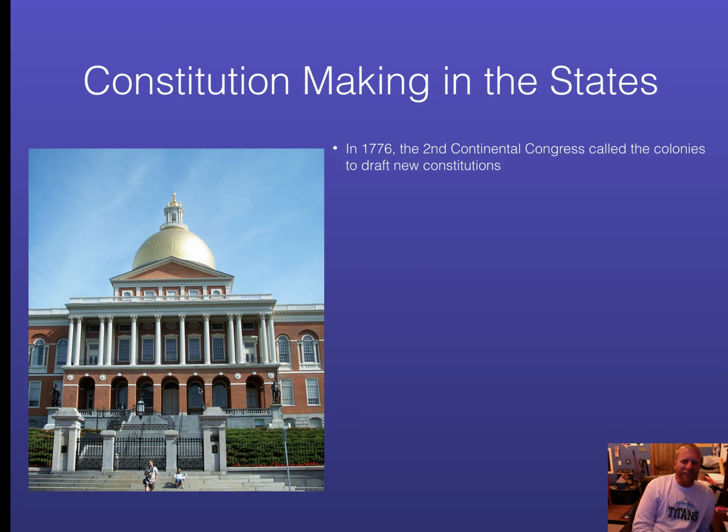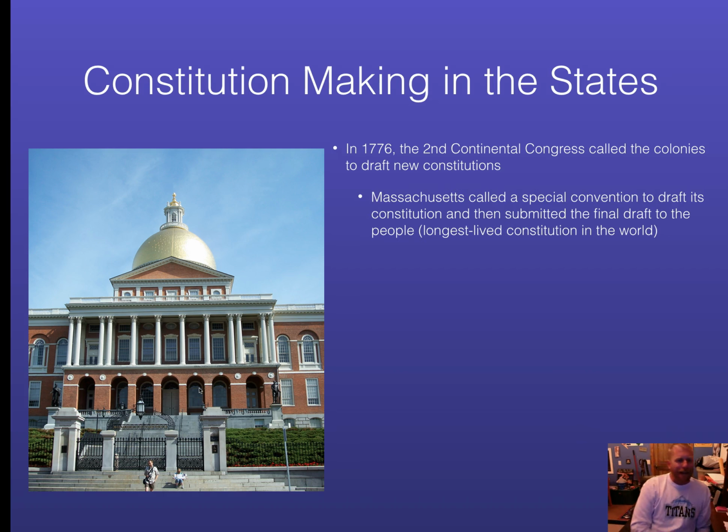So in 1776, while the war is raging on and we just declared independence, the Second Continental Congress called on the colonies to draft new constitutions. So basically, we're independent, you guys need to form your own constitutions, and then we'll work on some national confederation or alliance. Massachusetts called a special convention to draft its constitution. Here's the Massachusetts State House in Boston. They then submitted the final draft to the people, where the people got to approve it.